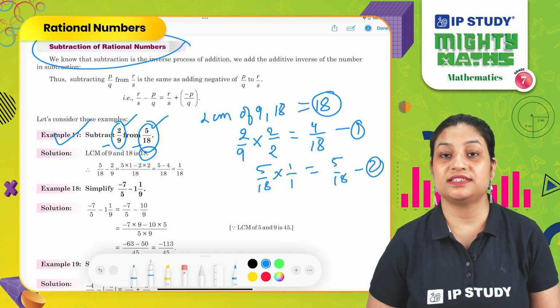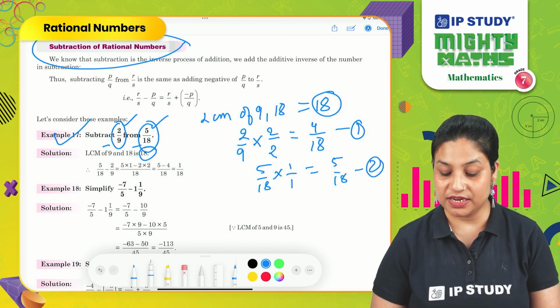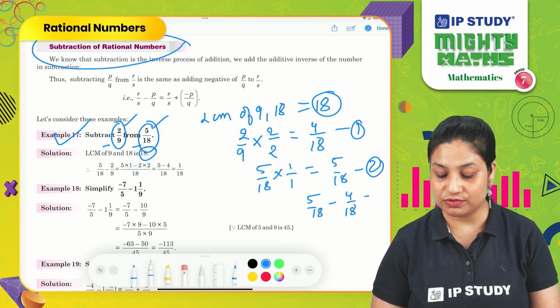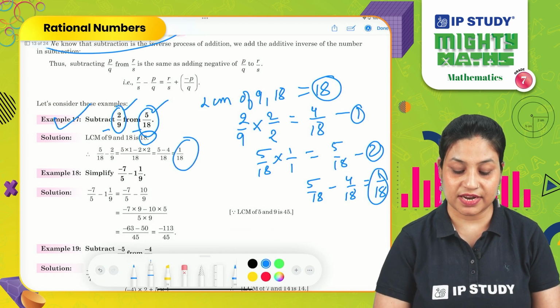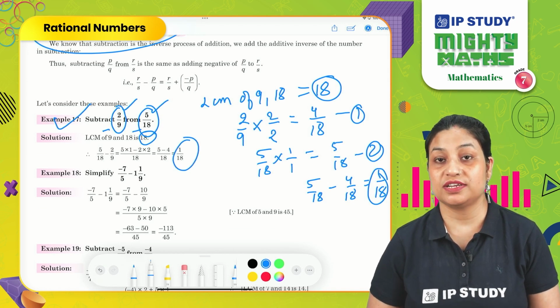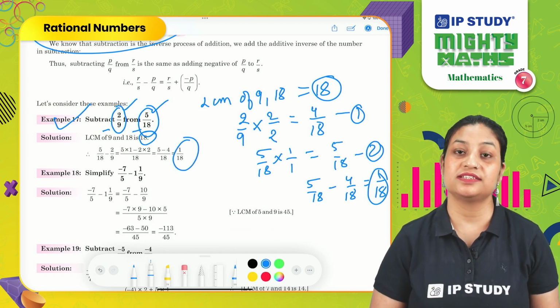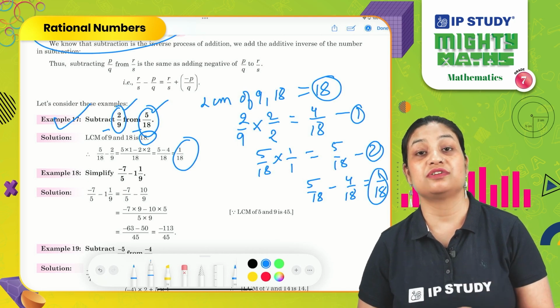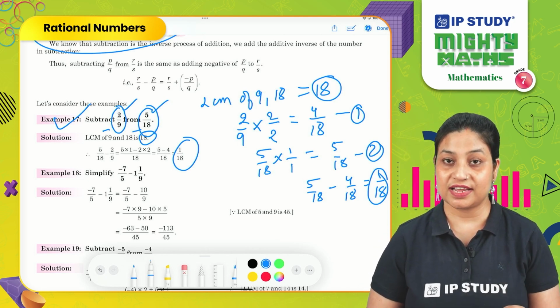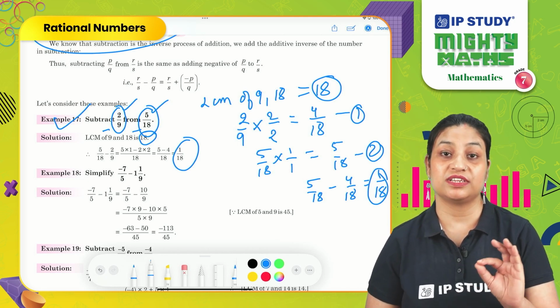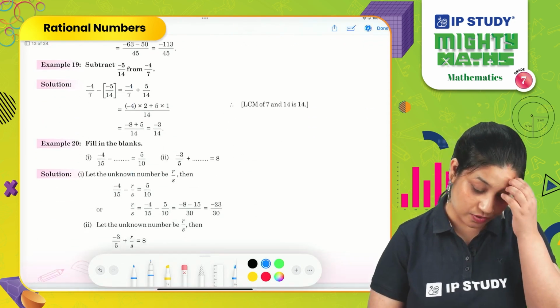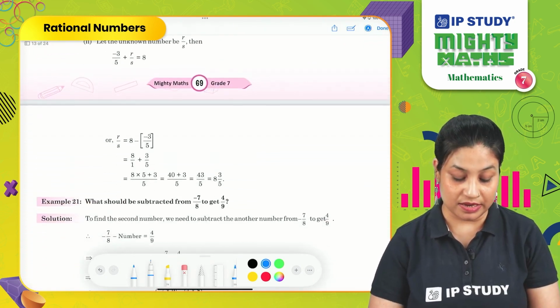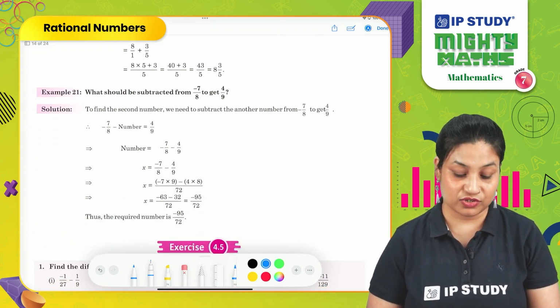Now it will be easy for you to subtract. So simply 5 by 18 minus 4 by 18. When you do so, what will you get? 1 by 18 as your result. Right? So I hope you have understood how to subtract two rational numbers. It is similar to addition of two rational numbers. The only difference is that in place of plus, you will be using minus. I hope you have understood this example very well. Now, let's move on to the next topic.